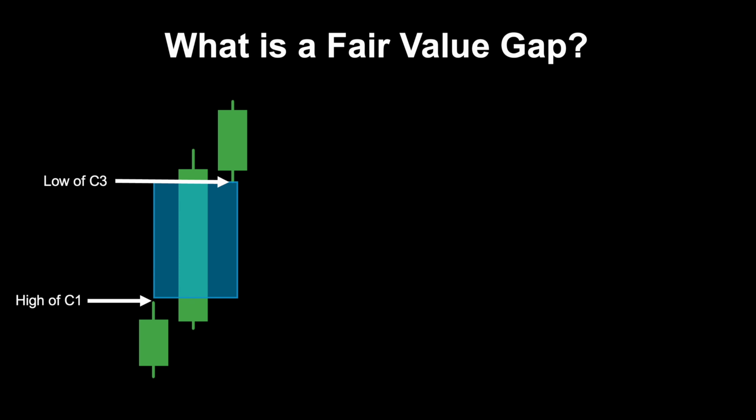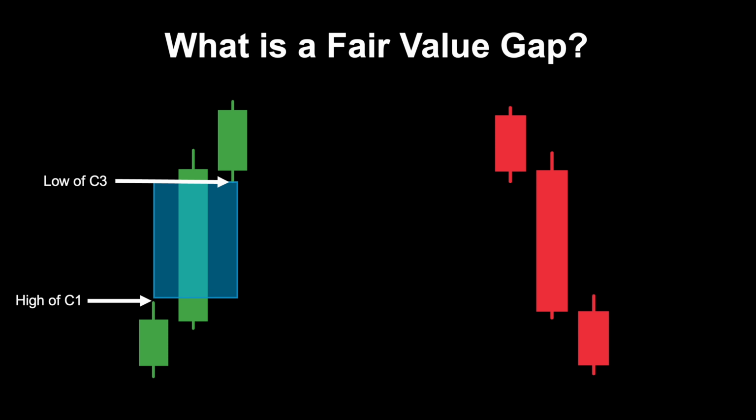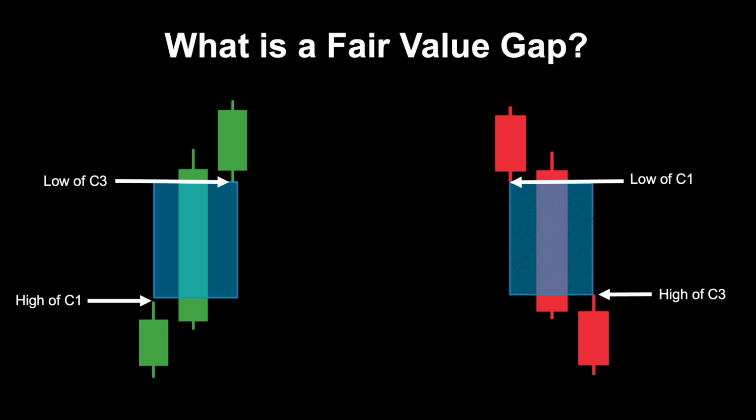For a bearish fair value gap, it works in reverse. The high of candle 3 is lower than the low of candle 1. The gap between those two levels is your bearish fair value gap, also mark it blue. Price always tends to return to fill these gaps before continuing in its direction.